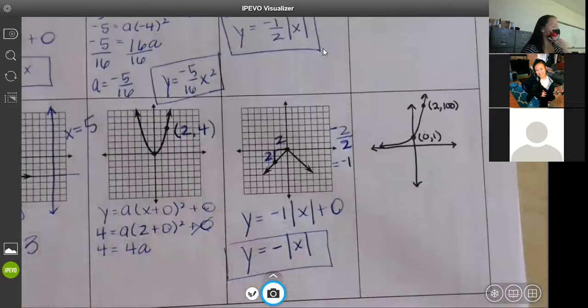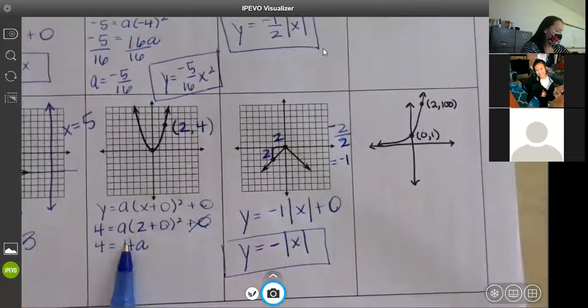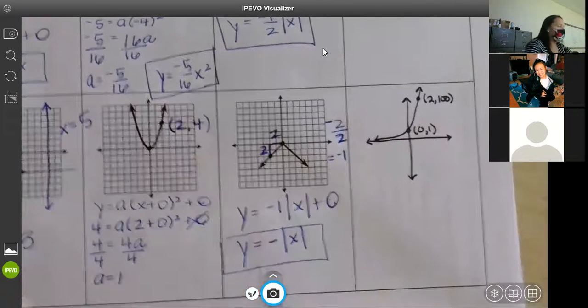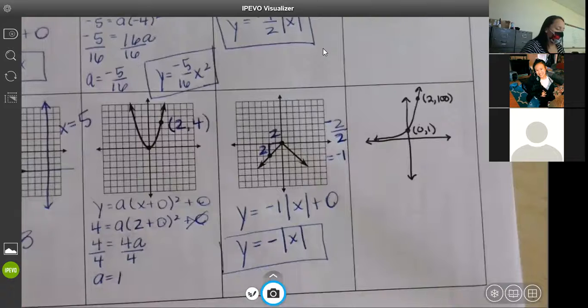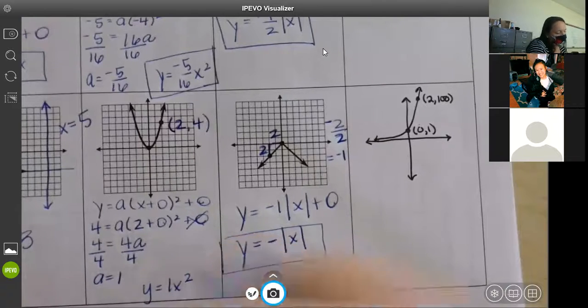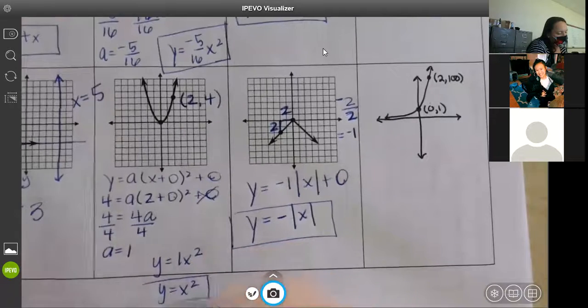So I just didn't do all the work in there. Again, 2 plus 0 is 2. Squared is 4. Divide by 4, and A equals 1. So our equation is 1x squared, or just x squared.